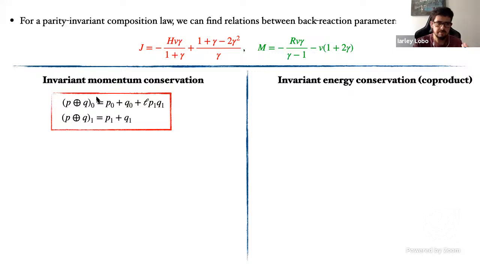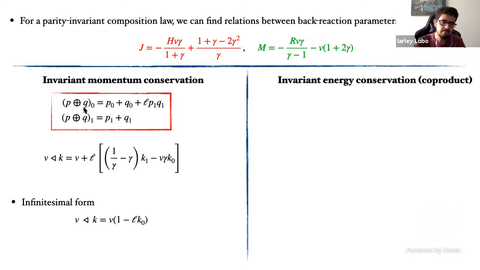For the invariant momentum conservation, from these expressions we can relate to the composition law parameters, and then we derive an expression like this. So we find here that the composition of momentum is preserved, but we need to have some corrections in the energy sector. Notice that in this case, the composition law is commutative. You can exchange P and Q freely. The coproduct acts like this, K here is the momenta P and Q, and this is the infinitesimal form of this coproduct.